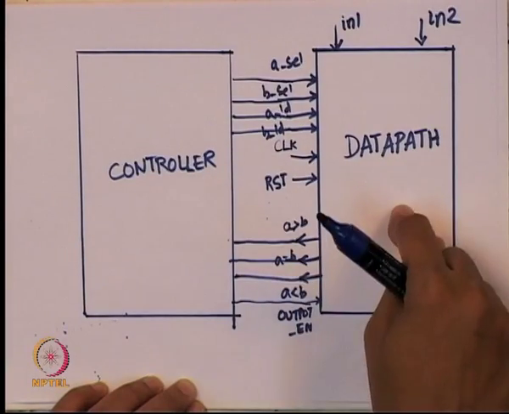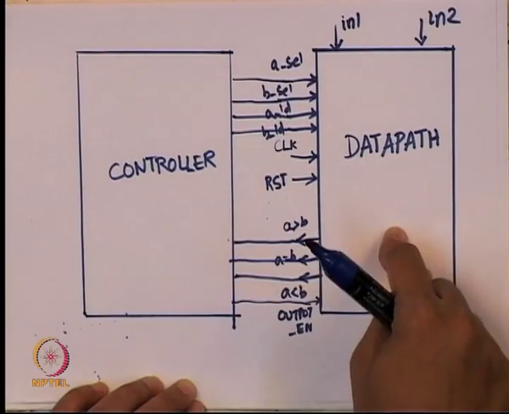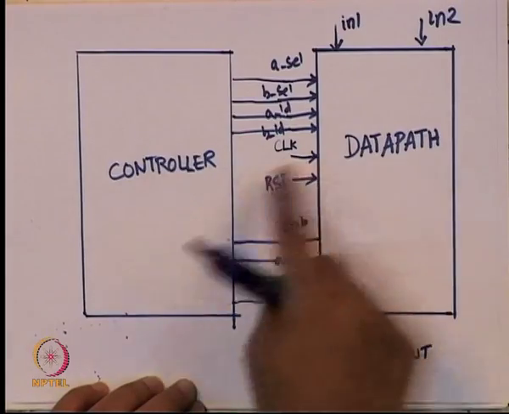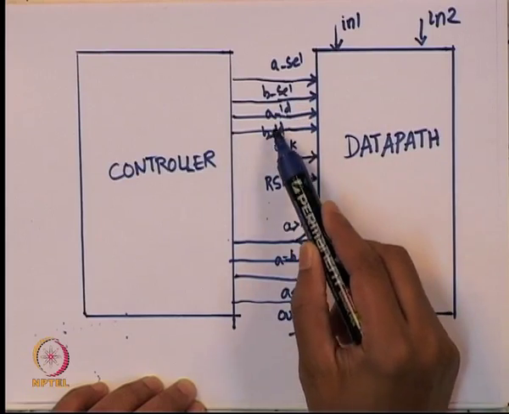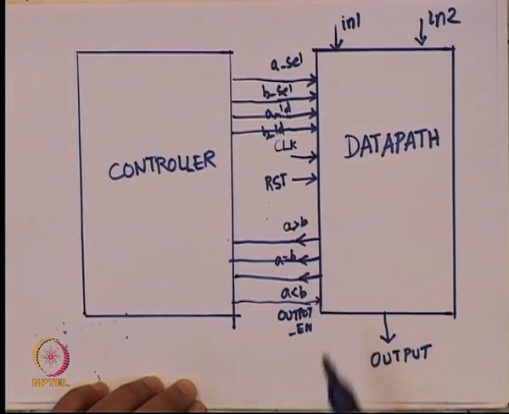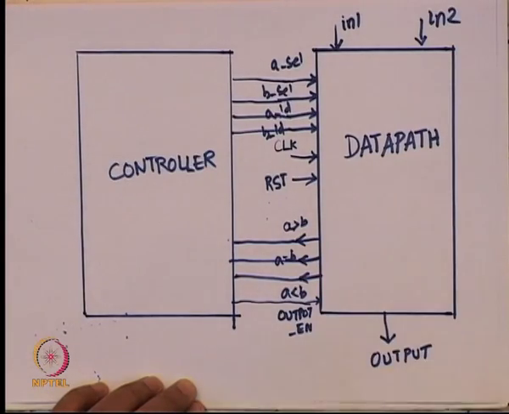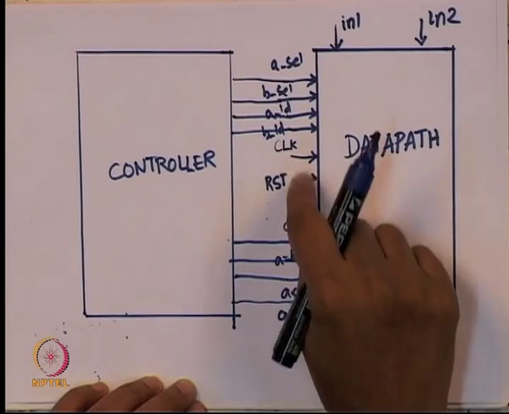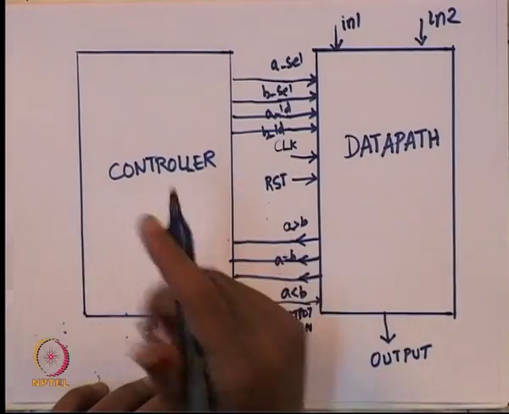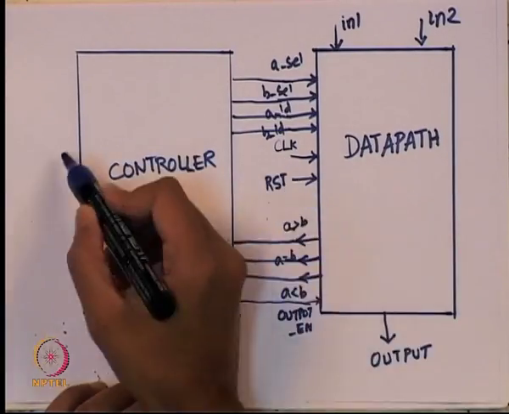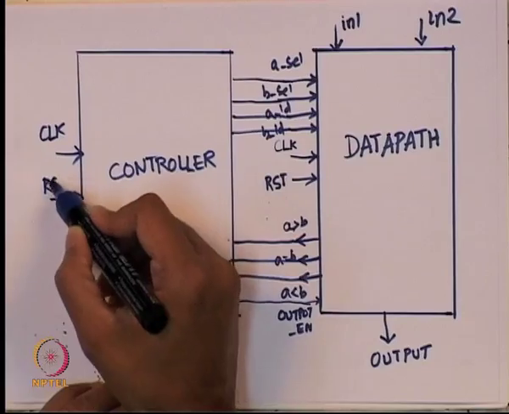So the controller will tell the data path something, the data path will in turn give the results, the controller will look at the results and send something back to the data path as control signals and so on. We are going to call these signals A select, B select, A load, B load, and output enable. These are called control signals because they are controlling how the data is flowing inside the data path. Clock and reset are actually signals from the external world, and the controller is also supposed to take a clock and reset. So the same input clock and reset is supposed to come to the controller.